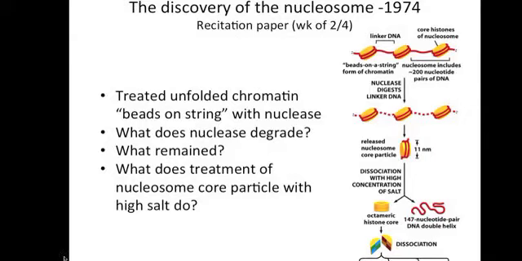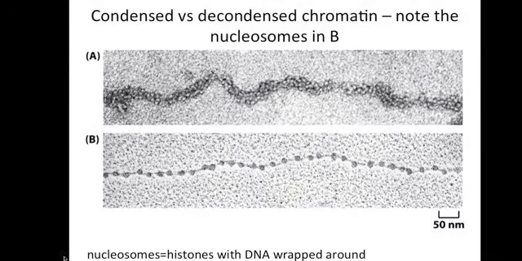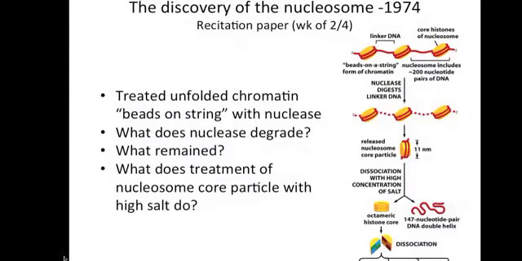Right, so what they did when they were studying nucleosomes is they treated the unfolded chromatin, the beads on a string chromatin, with nuclease. So what does the nuclease degrade? What's it degrading? DNA. Which DNA? The naked DNA, the linker DNA. So this is the DNA here, right? Why can't it degrade the DNA wrapped around the histone?